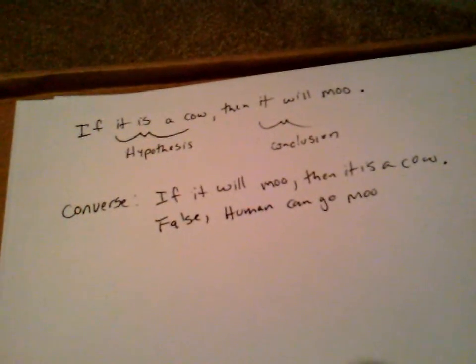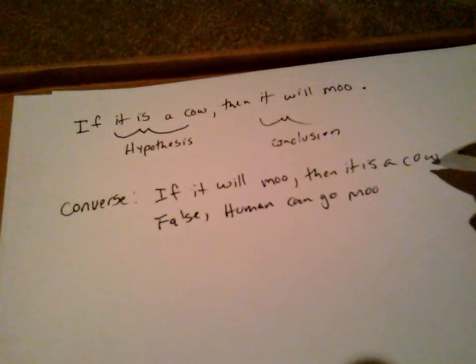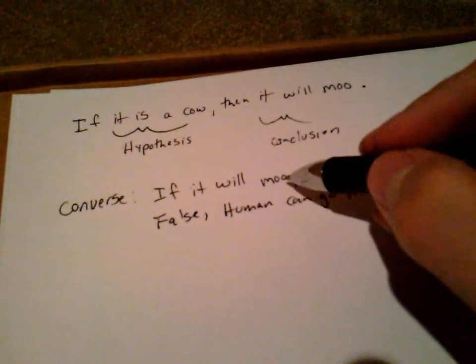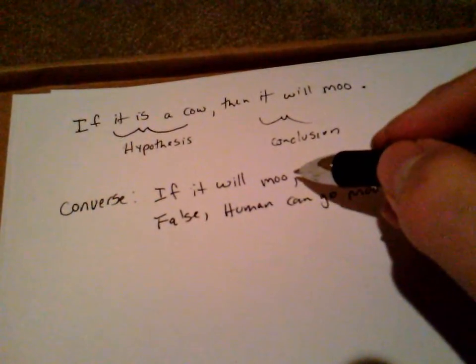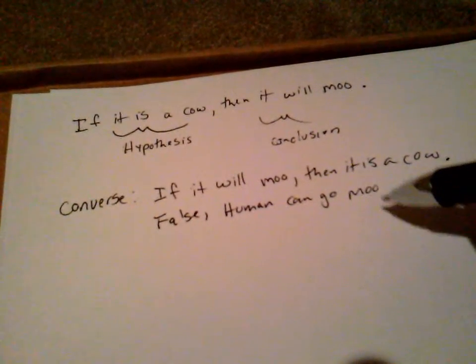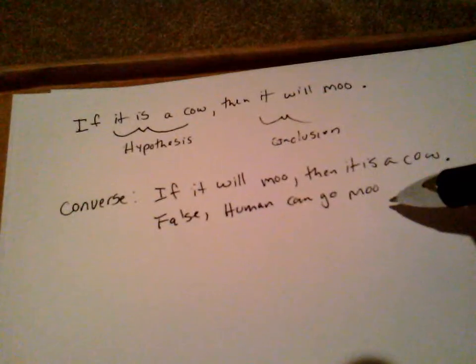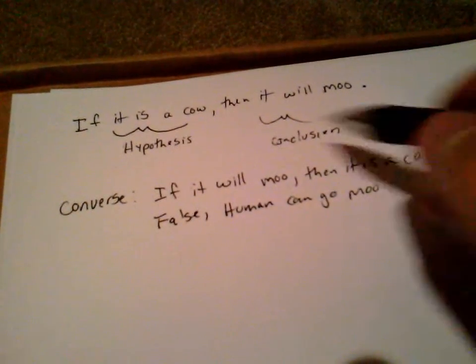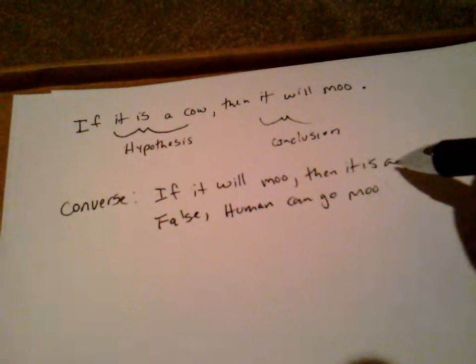And this is what we were talking about last time with counterexamples. This is on the front sheet. This is a counterexample to the statement. I just proved this statement wrong by providing something that also goes moo, but that is not a cow. So the hypothesis is not followed by the conclusion, because if this is true, this does not mean that this is true.